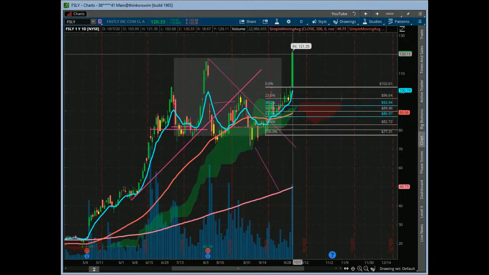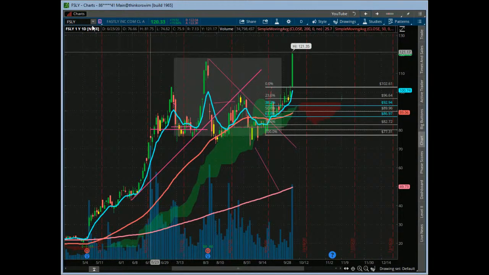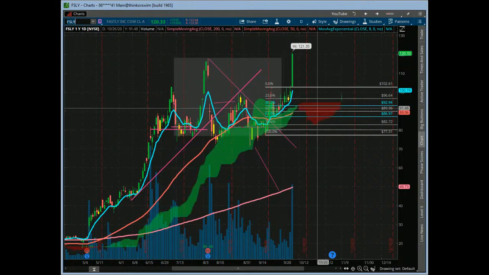So again, keep an eye on it, see if it gives us a pause day or not, and then see if it maybe tries to work its way up from there. But wow, what a day today on that one.